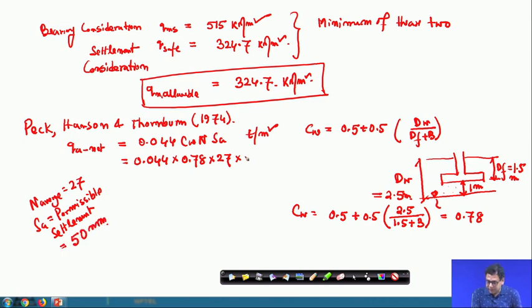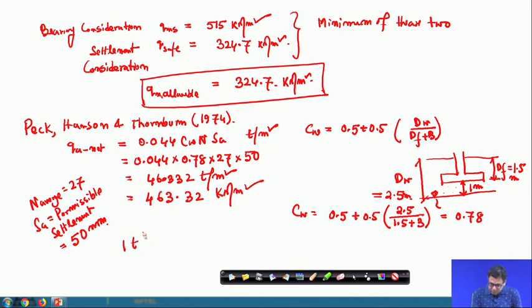Okay. So, I can write this is 50. So, this value is coming 46.332 ton per meter square. This is 463.32 kilonewton per meter square, because your 1 ton per meter square is equal to 10 kilonewton per meter square.